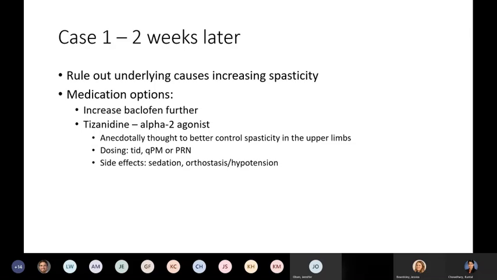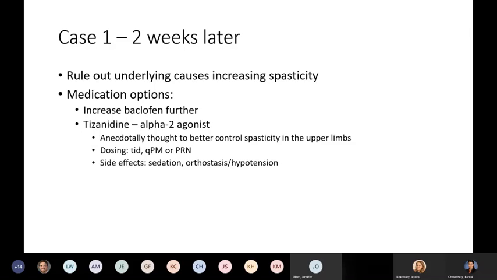So of course, again, we're going to rule out underlying causes of increasing spasticity. But again, just moving on to highlight treatment options. In terms of medical management at this point, your options would be to consider increasing baclofen further, as he's at 30 QID, which is a fair amount of dosing, but not max. And if he is tolerating it okay, you could consider going up. Another option would be considering use of tizanidine or Zanaflex.